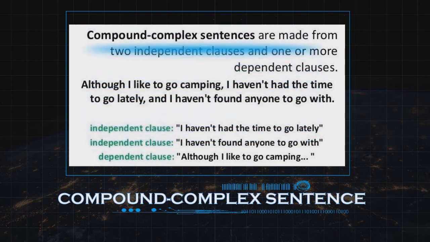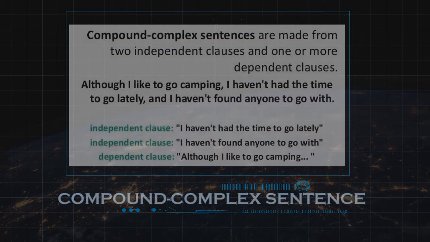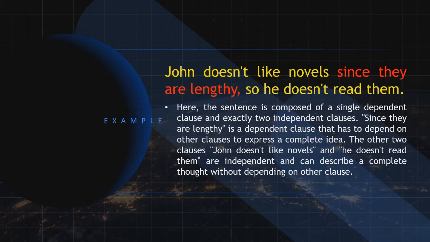Next example we have: John doesn't like novels since they are lengthy, so he doesn't read them. "Since they are lengthy" is a dependent clause since it doesn't present a complete thought, with the word since used as a subordinating conjunction. "John doesn't like novels" and "he doesn't read them" are independent clauses since they could stand on their own, the latter independent clause being joined together with the coordinating conjunction so.